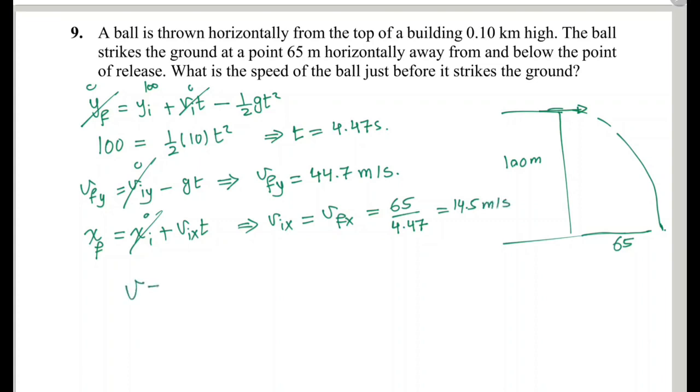So v in this case is equal to the square root of 14.5 squared plus 44.7 squared. So v in this case is almost 47 meters per second.